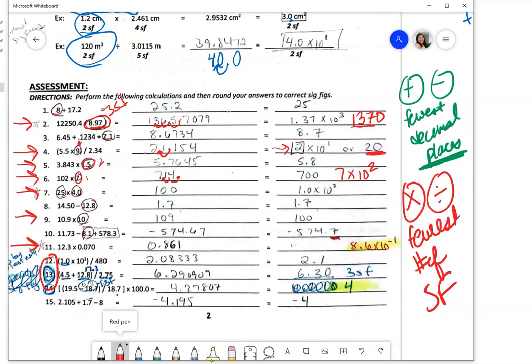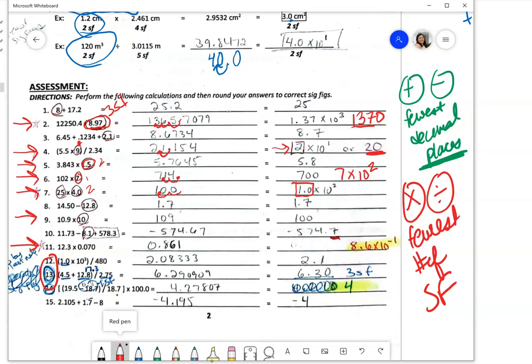On number 7, 25 and 40, well, they both actually have 2 sig figs, so it doesn't matter which one you use because they're both the same. So I need to make 100 into 2 sig figs. Again, in order to do that, I'm going to convert it to scientific notation and move it over twice. And so it becomes 1.0 times 10 to the 2 because this shows 2 sig figs.